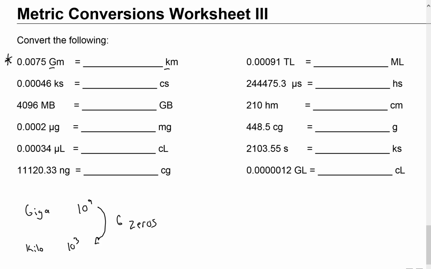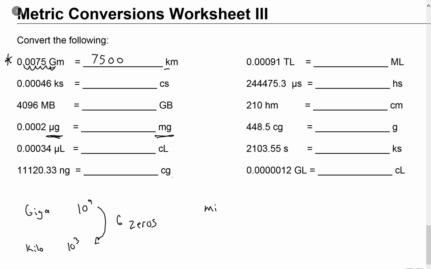And because I'm moving down, I'm going to move the decimal point to the right. So here I move the decimal point 6 spots over. 1, 2, 3, 4, 5, 6, and I'll actually end up with 7,500 kilometers. Now we don't ever really use gigameters, but this is just practicing with our prefixes here. And let's try one more. Let's try another one with this micro. Here, let's try this one, 0.0002 micrograms into milligrams.